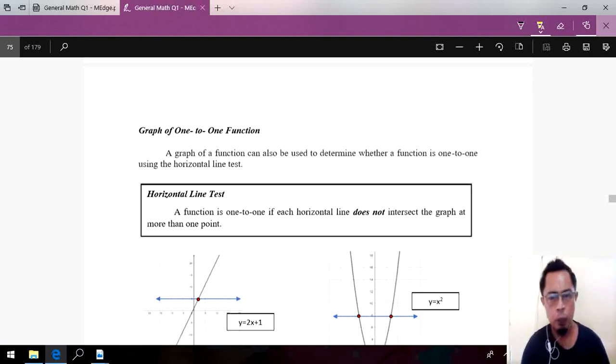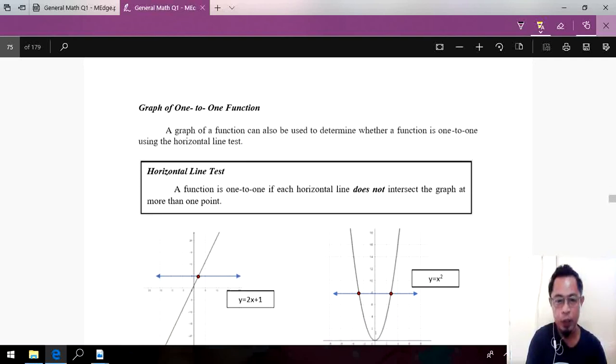Now, ano yung graph ng one-to-one function? Meron tayong ginagamit na isang test, and we call that one the horizontal line test. A function is one-to-one daw if each horizontal line does not intersect the graph at more than one point. So, yung horizontal line natin ay hindi niya mai-intersect yung graph ng higit sa isang point. Pag dumoble, pag umabot ng mahigit isa, then it's not anymore one-to-one.